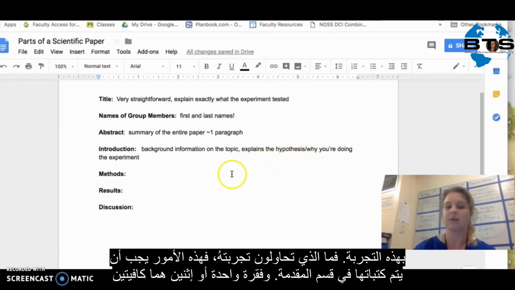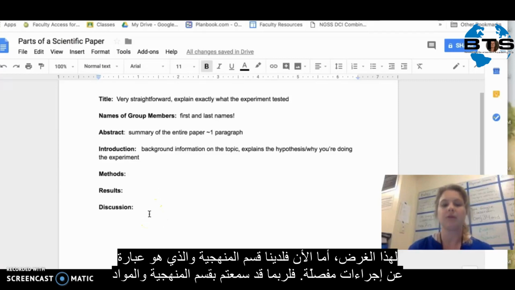What are you trying to test? Those are the two things that should be in there. At this stage in your career, one paragraph, maybe two, is good enough for the introduction.